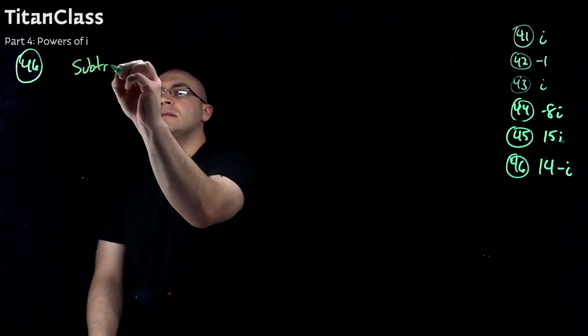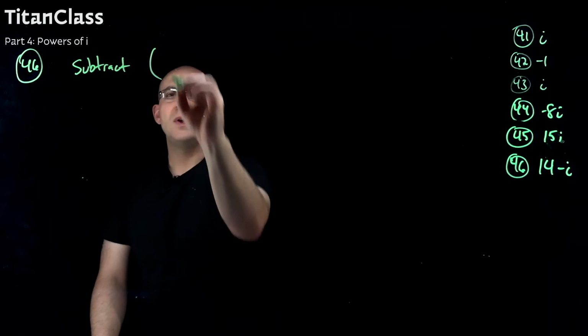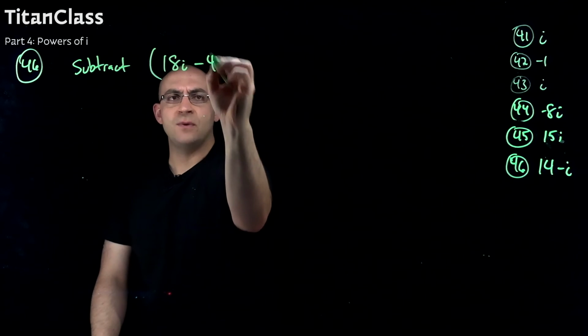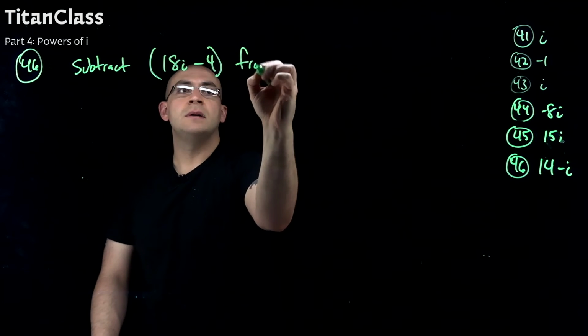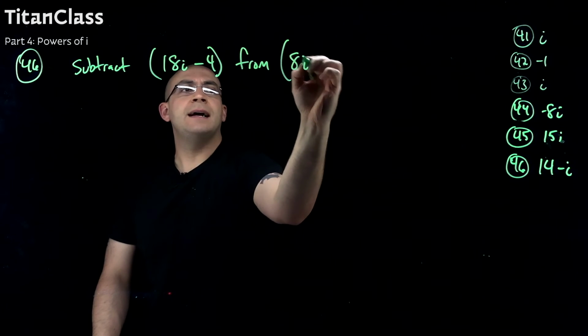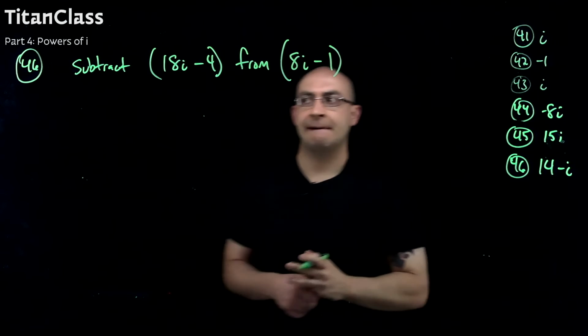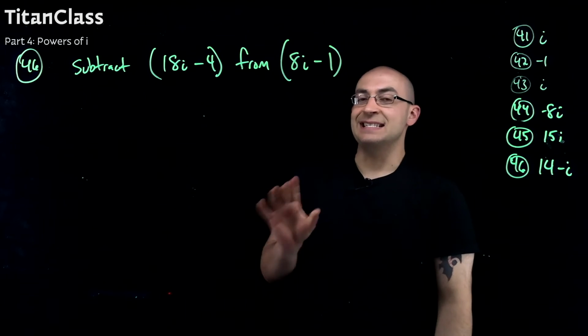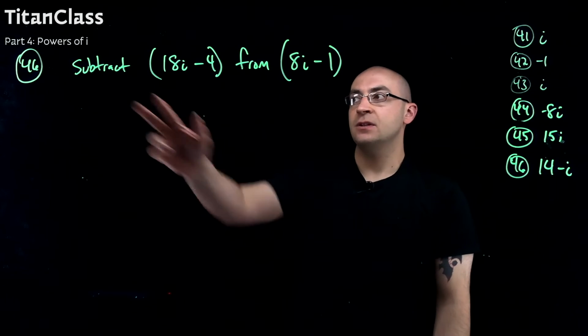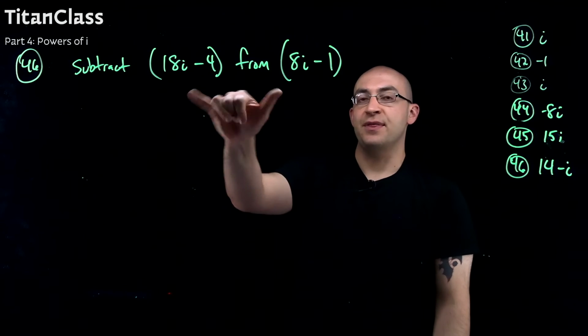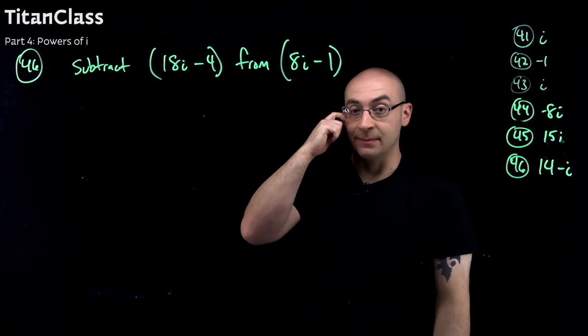Subtract 18i minus 4 from 8i minus 1. Okay, this is not as straightforward as it seems. Certainly we are subtracting, but this word "from" is extremely tricky.